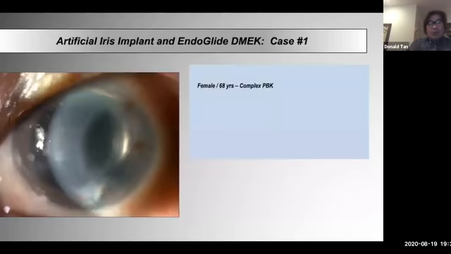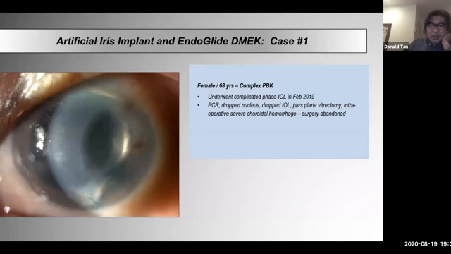Okay, so this is one of our patients. She's a 68-year-old female with complex pseudophakic bullous keratopathy. She came from overseas and had a really bad time with a standard phaco that turned out to be a disaster. Back in February 2019, there was a PCR, and the nucleus dropped in. They did a vitrectomy and put in the IOL, and that dropped in as well. They were going to fish it out, and then they began to have a choroidal. So they quickly closed everything up and abandoned the surgery.